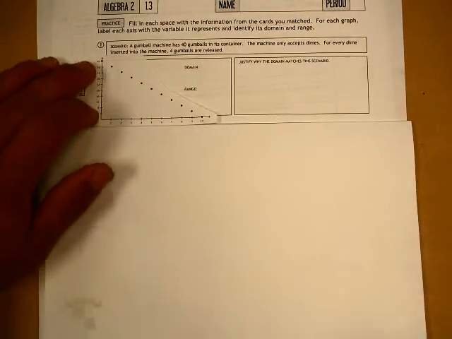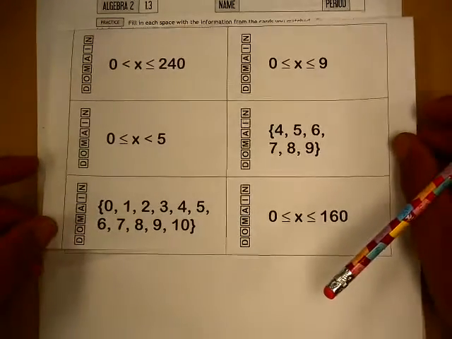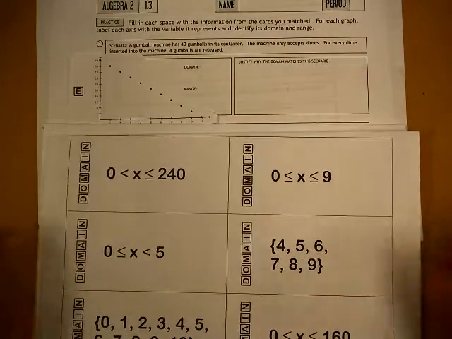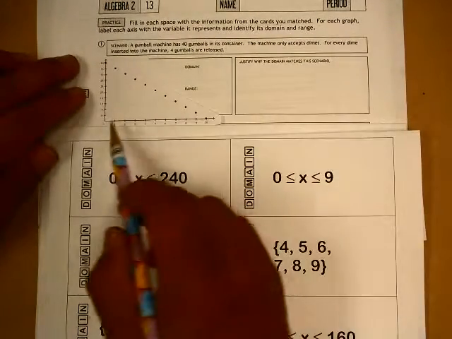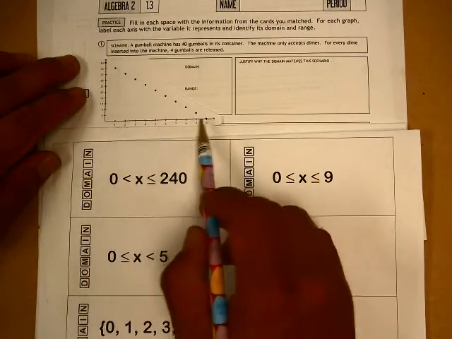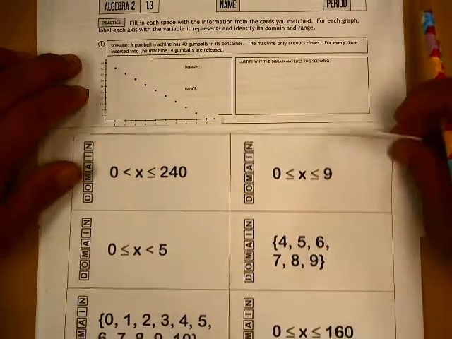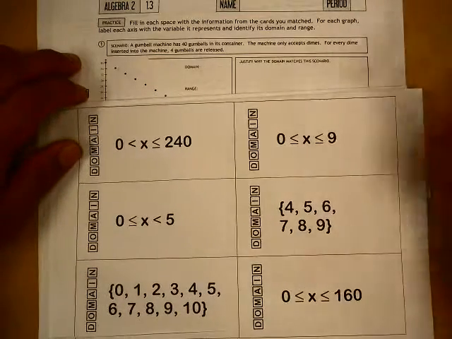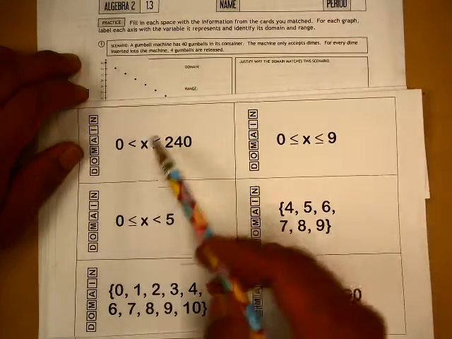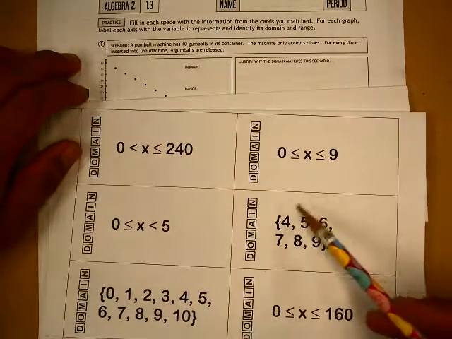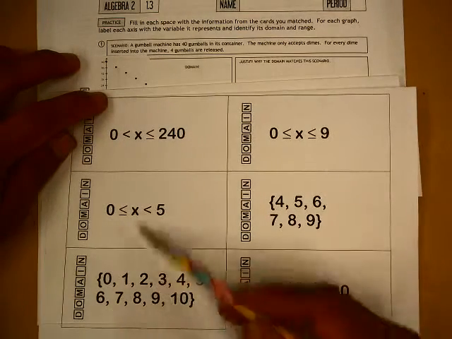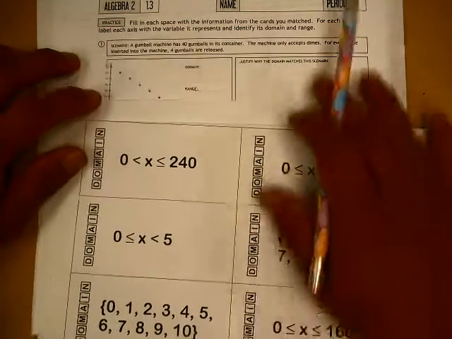So now we have to look at the domain and the range. Well, let's start by looking at the domain. Here are all the cards for the domain. We have this graph, and either this axis goes from 0 to 10, or this axis goes from 0 to 40. And as I look at all these different cards, well, let's try 0 to 40 first. 0 to 40, 0 to 40, 0 to 40. No, nothing here has 0 to 40.